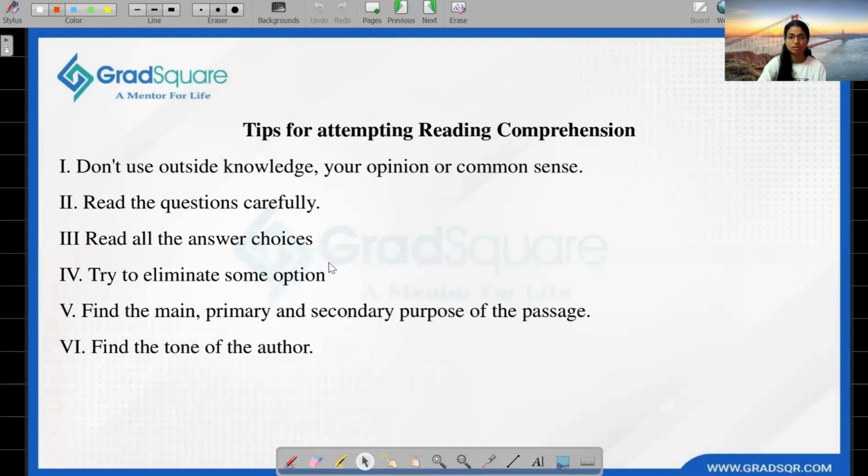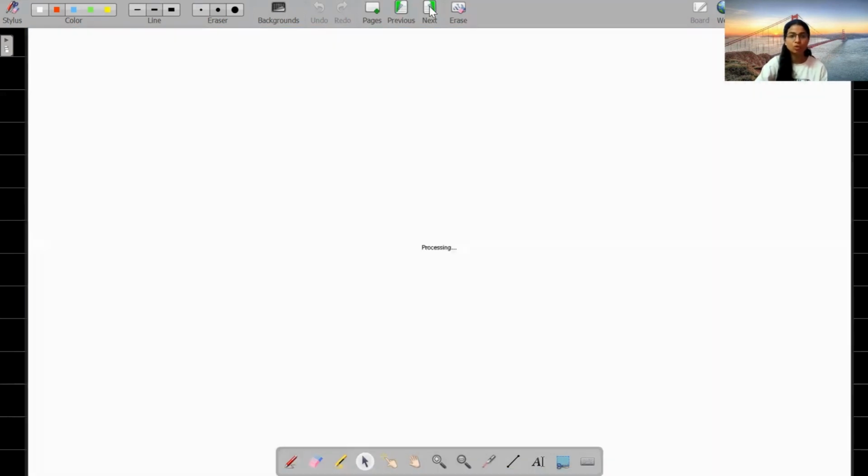Find the tone of the author, whether the tone is positive, negative, or sarcastic, and then it will give you an edge. Make sure you find the tone of the author once you finish your passage. Not only the tone, you are supposed to find the main, primary, and secondary purpose of the passage as well. Once you finish your passage, try to find all these. It's equally important, because most of the time your questions will be around all this.